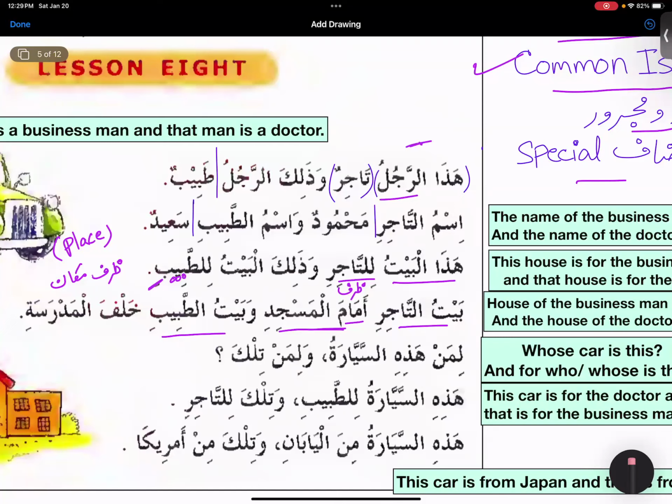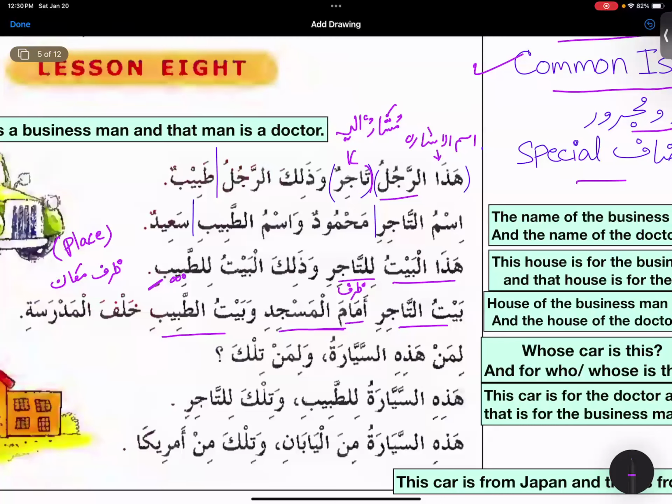Okay, let me write it down. Tajirun. So, Ismul Ishara, I'm going to just write briefly. I'm not going to write the whole thing. We don't have space over here, but you are supposed to write everything. So Haza is Ismul Ishara lil Kareeb, lil Muzakkar. And then Ar-Rajulu, you're going to say Musharun ilayhi. Right? And then Tajirun. What is Tajirun doing here? It's khabar, right? Yeah.